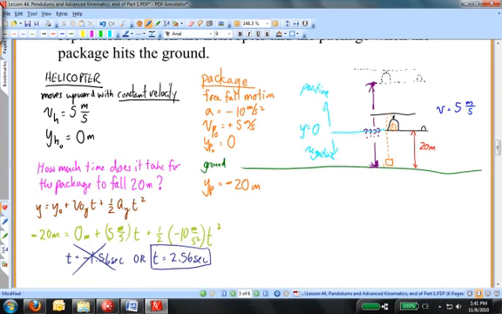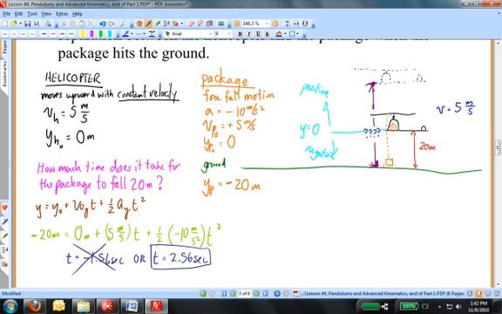Okay? Now what? Well, the helicopter is moving away from its origin at 5 meters per second, and it moves upward for 2.56 seconds before the package hits the ground. So how far will the helicopter have risen in 2.56 seconds? You can say that the position of the helicopter is equal to the initial position of the helicopter plus v naught times t plus 1/2 a t squared.